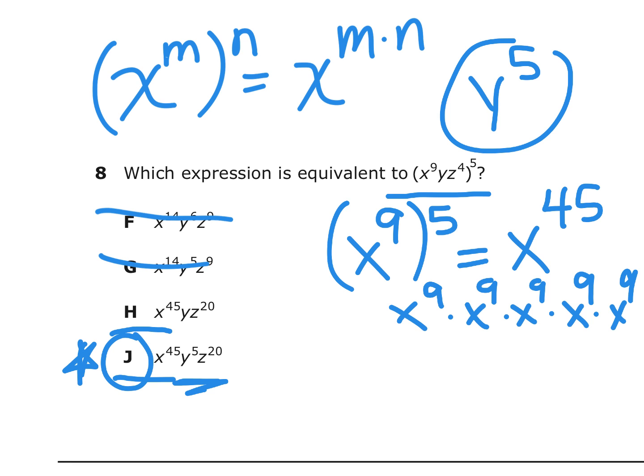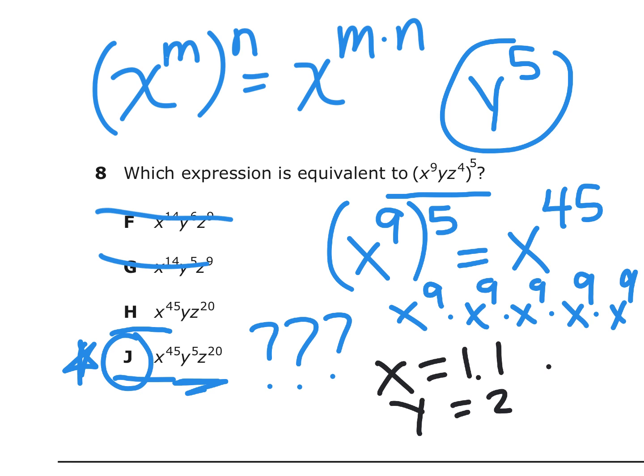And I'll put a star on that one. And so I'm going to ask you, is there a way that you can check this one? How can you check? Well, some students will use some numbers for x, y, and z. And they might say, what if x is 1.1? What if y was 2? And what if z was... I'm going to use a small number like 1.5 or something like that.